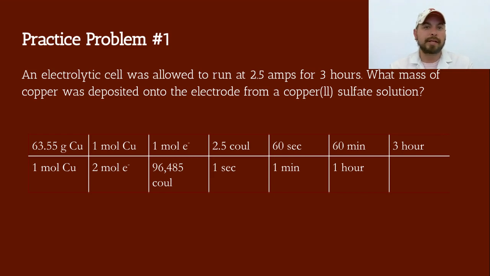Now, by canceling out hours, you can see I've canceled everything except for grams of copper. And if I multiply across the top, and divide across the bottom, I get that I deposited 8.89 grams of copper in these 3 hours.